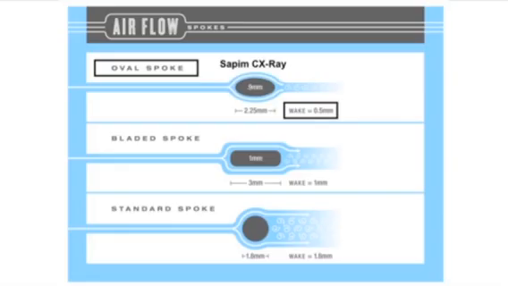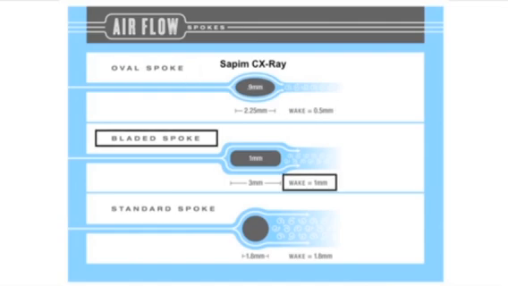Some people will tell you that it's pronounced one way or another, but I know the name of the guy that owns the company, and I've been to his factory in Belgium, and he pronounces it Sapim, so that's good enough for me. Here we see a bladed spoke.